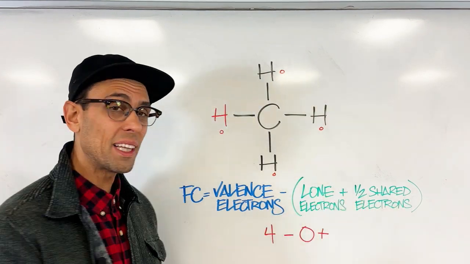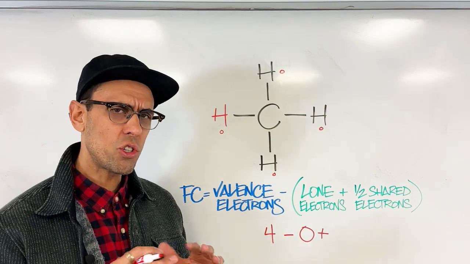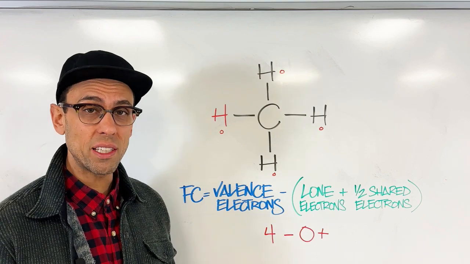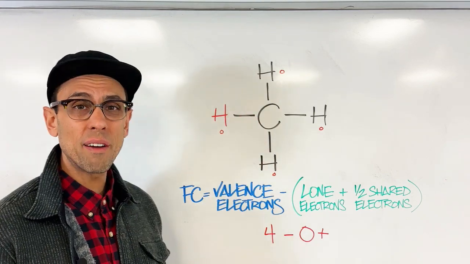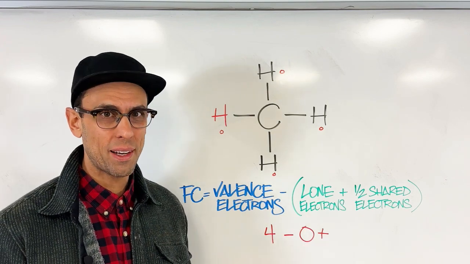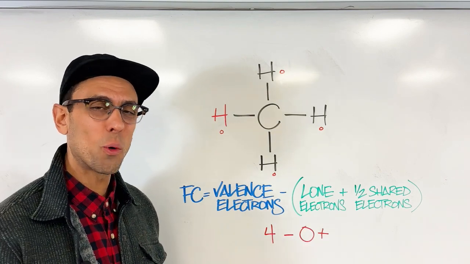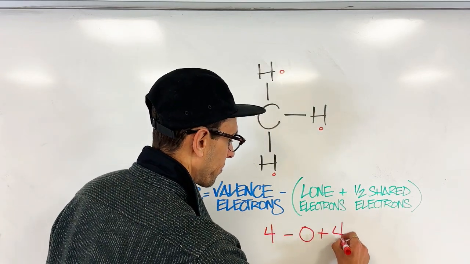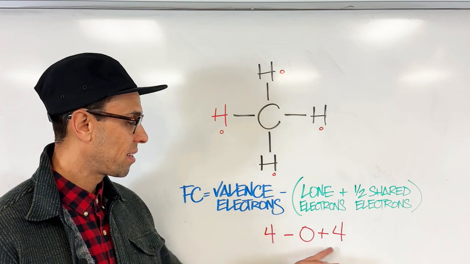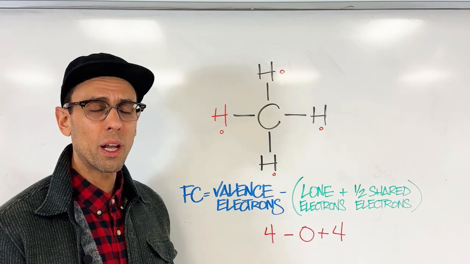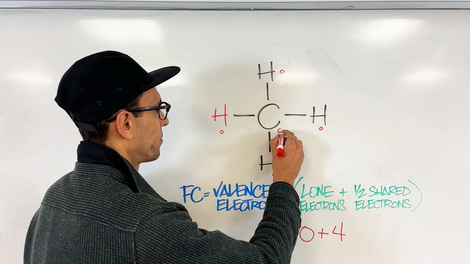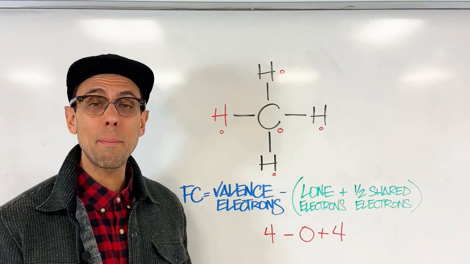Now, finally, we ask ourselves, how many shared electrons does this carbon atom have? The answer is 8. 2 for each of the 4 single bonds. Now remember, we have to take half of that number. So half of 8 is 4. Okay, now we do the math. 4 minus 0 plus 4, which is 4, gives us another formal charge of 0. All right, I hope that makes sense to you.